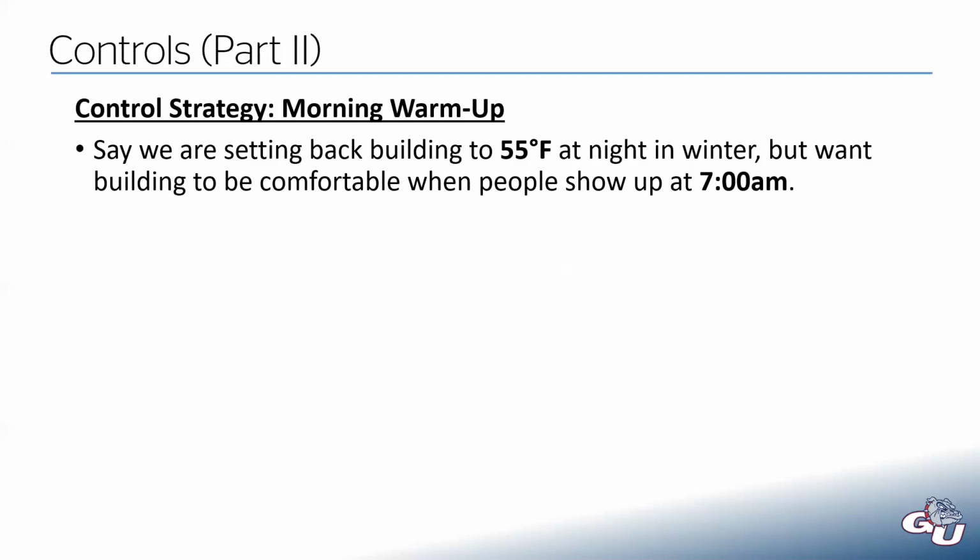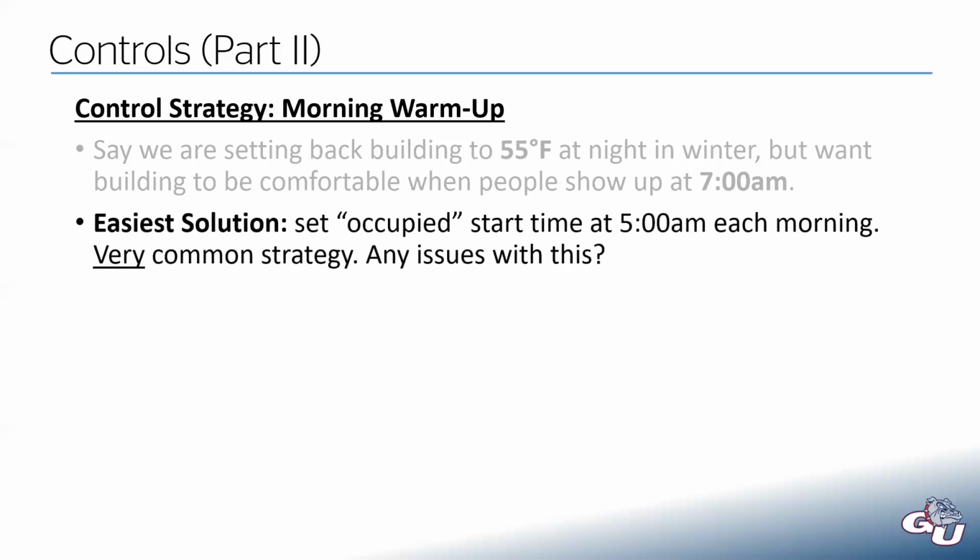And it's not like we can just instantaneously get our building from 55 degrees up to a comfortable 70 degrees. That's not a switch that you can just flip and make happen. So how do we get the building comfortable before people show up? The easiest way to do it is you just take that occupied start time and set it earlier. You know people aren't going to be there until 7 o'clock, but let's just say I'll set my occupied start time at 5 o'clock every morning. That gives the building 2 hours to warm up and get up to temperature.